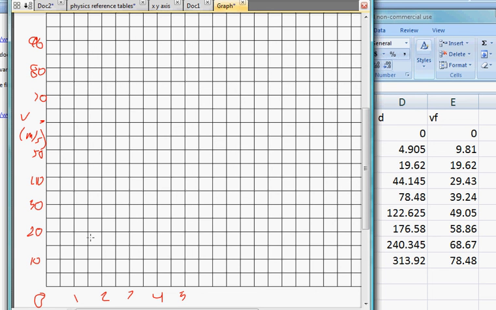So when we do it at 1 second, you should have roughly 10. Next second, you should roughly have 20. The following second, you should roughly have 30. And the following second, you should roughly have 40. And you should see that this is going to be quite linear. So that's what it's going to look like, the D versus T graph and the V versus T graph for free fall.